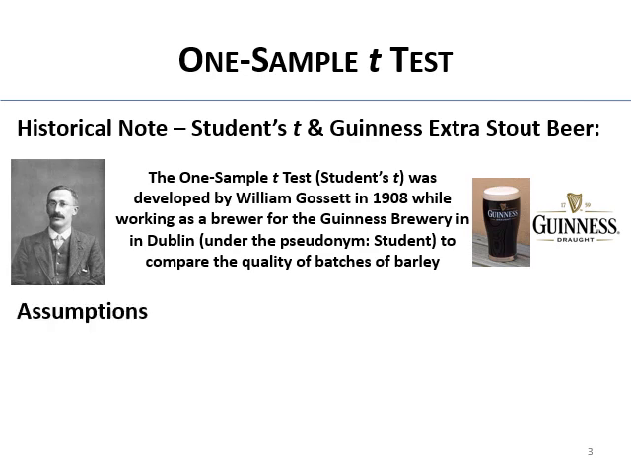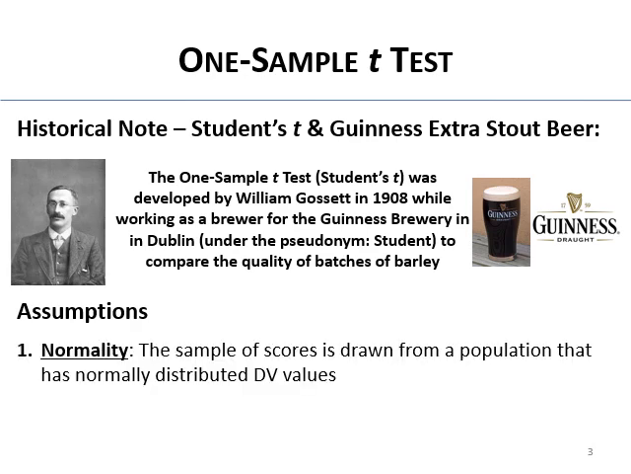It has certain statistical assumptions. Remember those, all the parametric tests have these things called assumptions. It makes them parametric tests that they have to be true in order for the test to work properly, that is, to get you the right result. What are the assumptions, the things that should be true for one sample t? Well, first one is normality. That is, the sample of scores is drawn from a population that has normally distributed DV values.